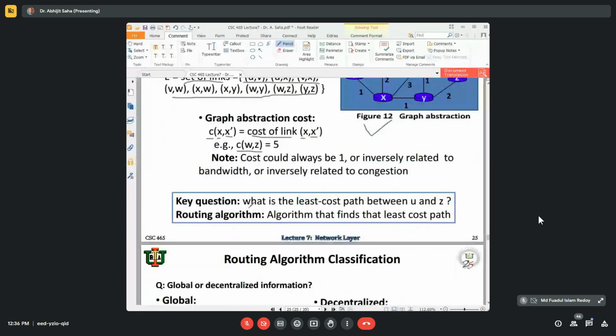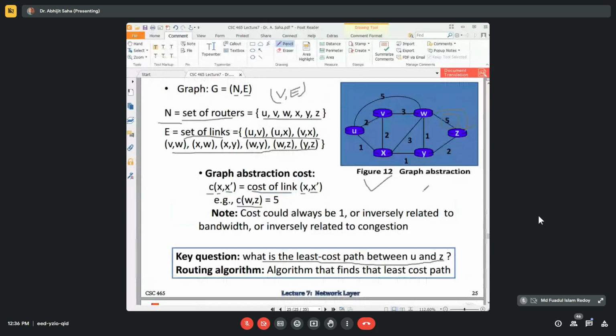It's asking what is the least cost path between U and Z. In this graph, the algorithm finds the least cost path. So we have to use a routing algorithm to find the least cost path between U and Z.